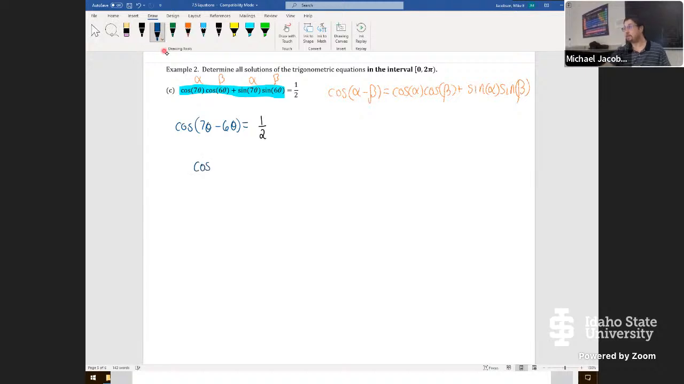On the next step, add your like terms inside the cosine function. 7 theta minus 6 theta is just theta. I actually want to drop the color coding on that step. Let me fix that. This is just cosine theta set to 1/2. So same process as before.